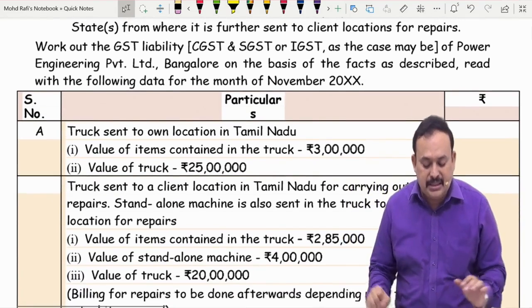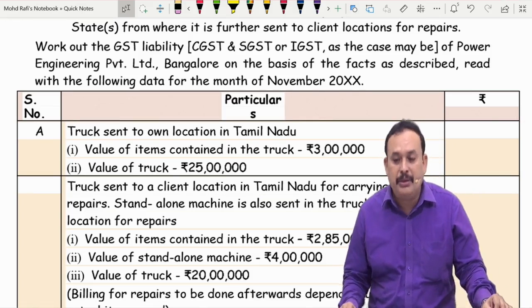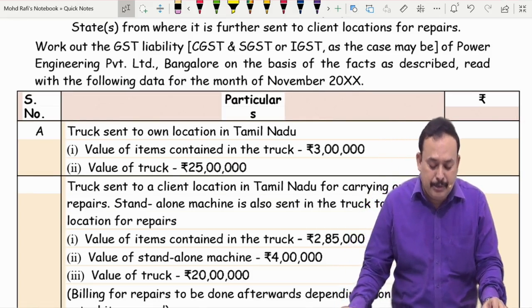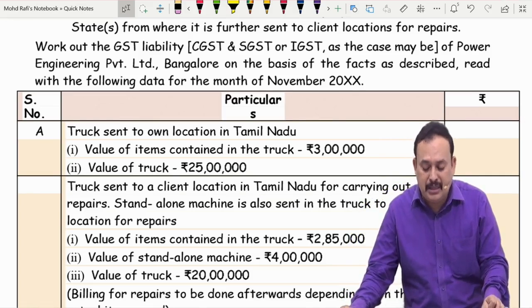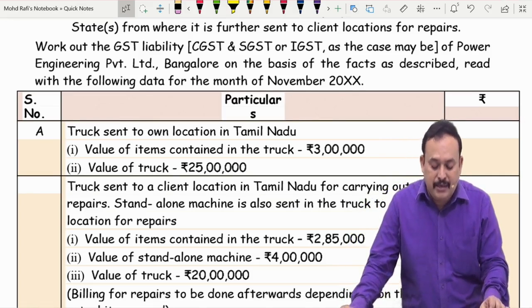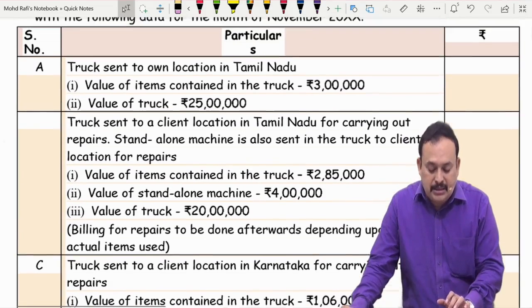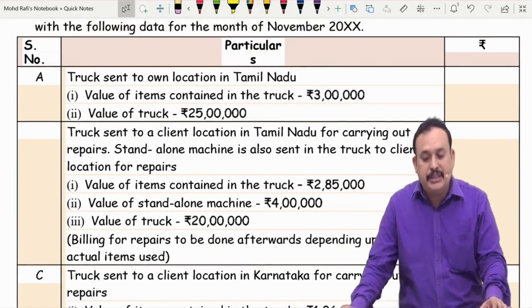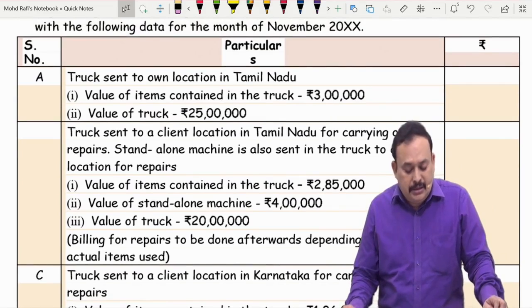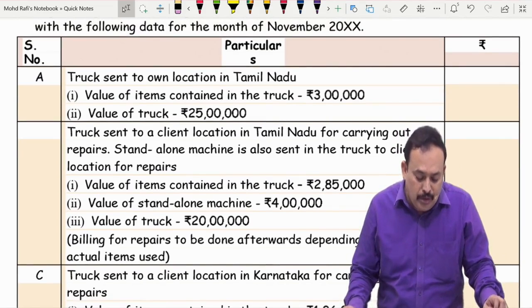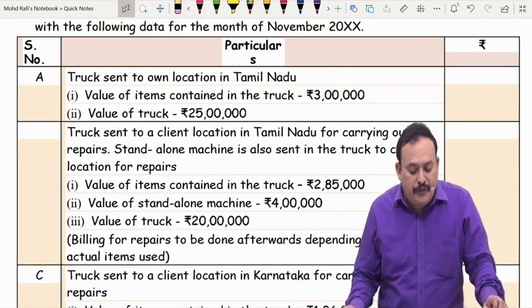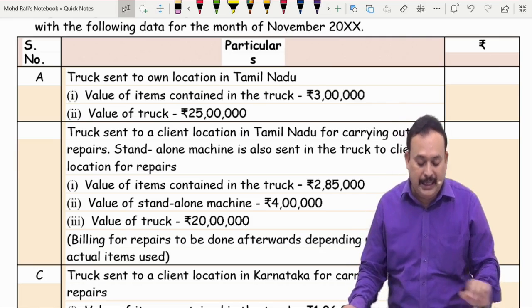Work out CGST, SGST, IGST as the case may be of Power Engineering Private Limited, Bangalore, on the basis of the facts as described, read with the following data for the month of November. Truck sent to own location in Tamil Nadu. 1. The value of items contained in the truck 3 lakhs. The value of the truck 25 lakhs.